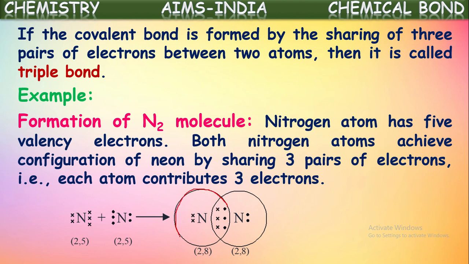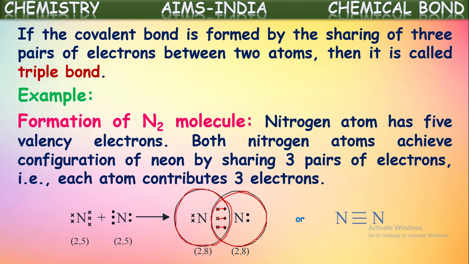By that they get the nearest noble gas neon configuration. Each is getting an octet configuration by the bond formation. And hence they are forming 3 covalent bonds between those two atoms. These 3 together are called a triple bond. Okay, this also can be represented like this: nitrogen triple bond nitrogen. Okay, these two are considered multiple bonds.